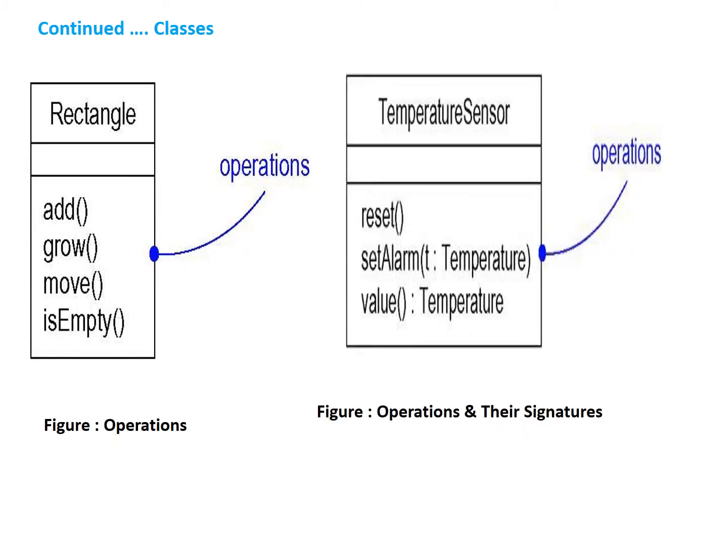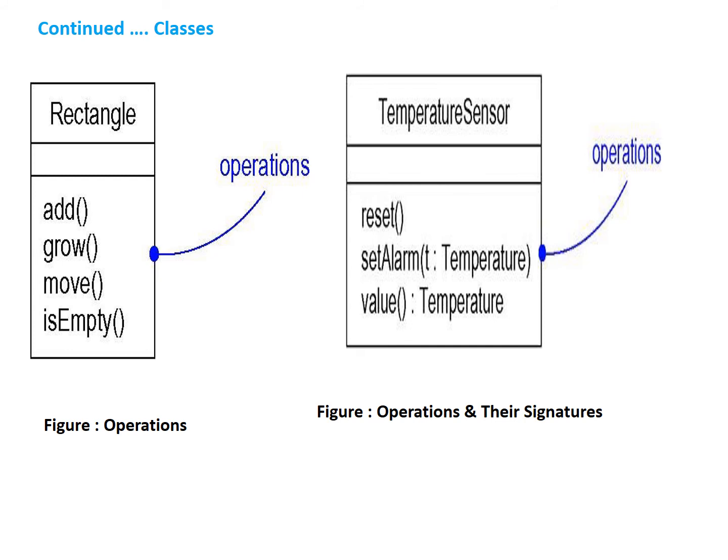An operation is the implementation of a service that can be requested from any object of the class to affect behavior. Graphically, operations are listed in a compartment below the class attributes as shown in this figure. Here, add, grow, and moveTo are the operations available in the Rectangle class.